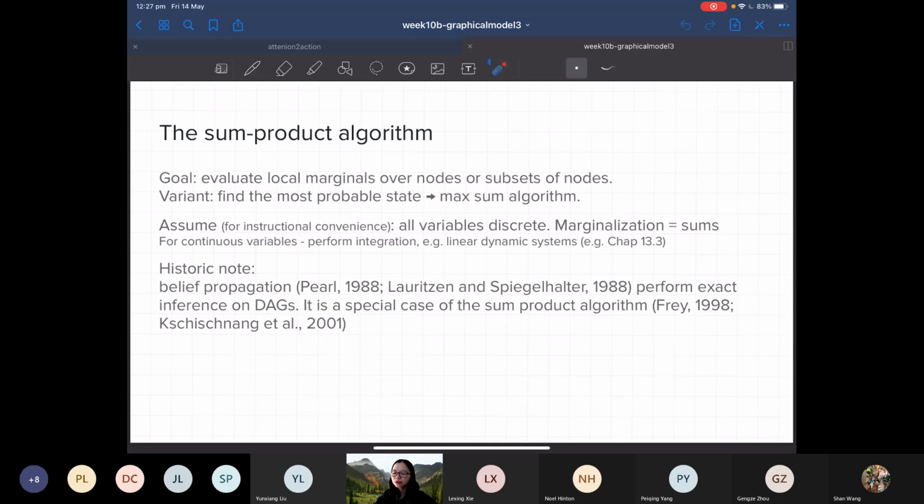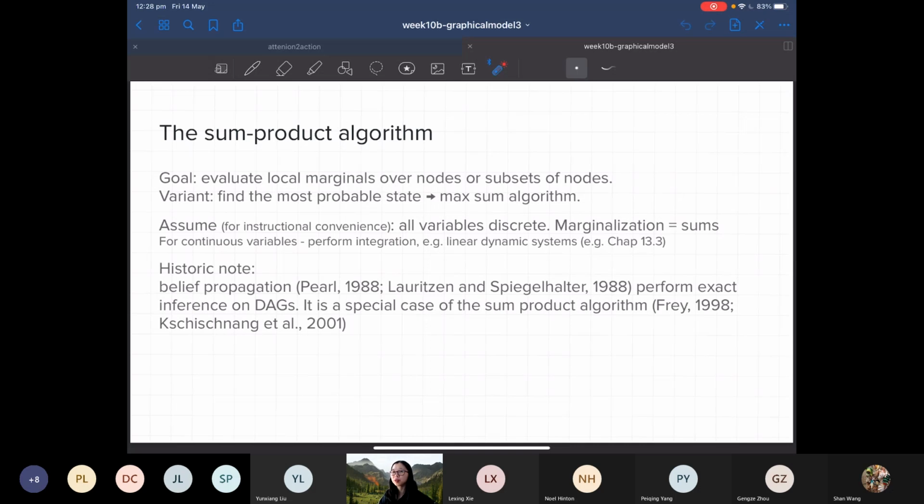So for convenience, I would suggest a way to do a first understanding of this algorithm is to assume that all variables are discrete or even binary, and the marginalizations can be done as sums. In fact, for continuous variables, you can do the mental exercise.